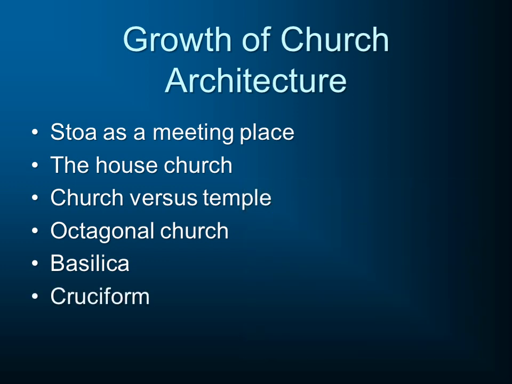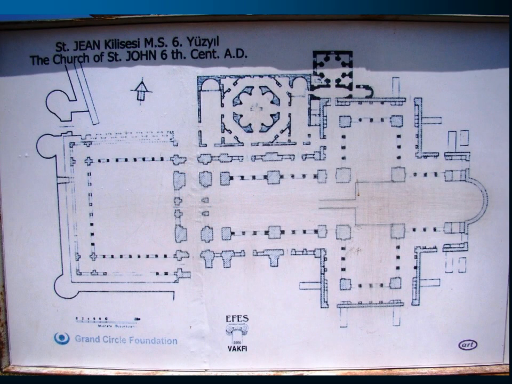Now, the other format that we see is the cruciform form. In other words, a church built in the shape of a cross. And this is going to catch on and become quite popular in church architecture. Here we see the outline of the Church of St. John just outside of Ephesus. Again, now it's turned over on its side, but you can sort of see just the shape of a cross in the way that the structure is organized.